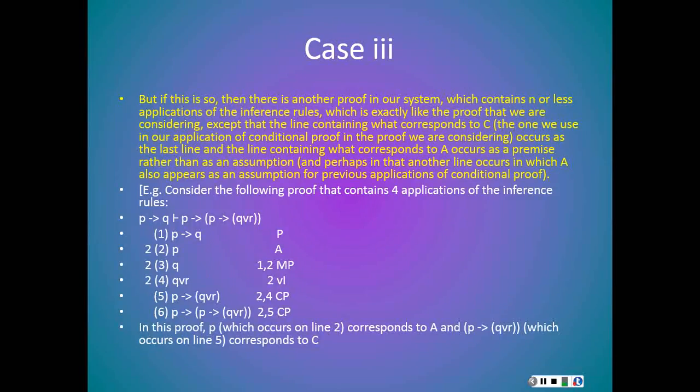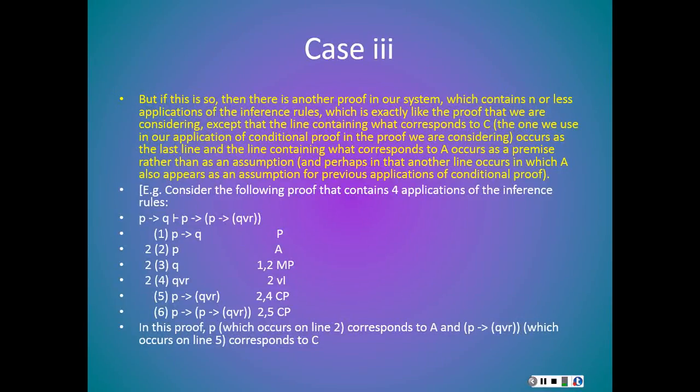So consider this proof. It contains 4 applications of the inference rules. And in this proof, P, which occurs on line 2, corresponds to A. And if P, then Q or R, which occurs on line 5, corresponds to C.